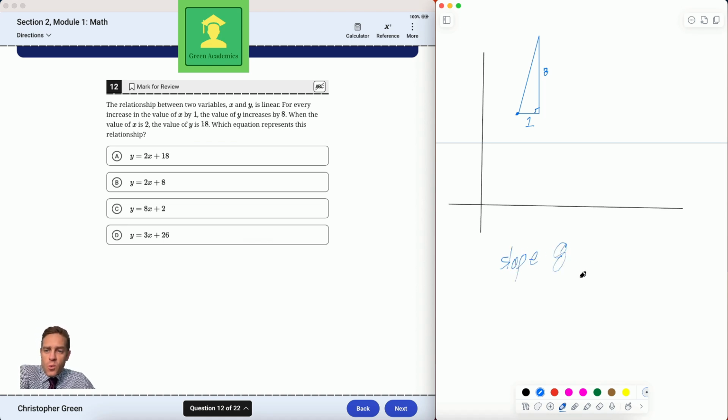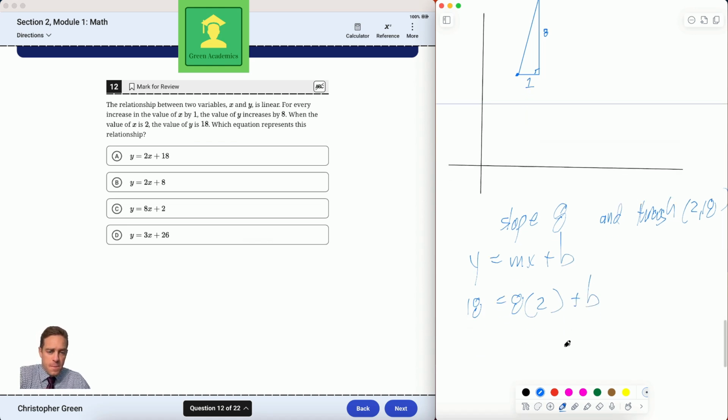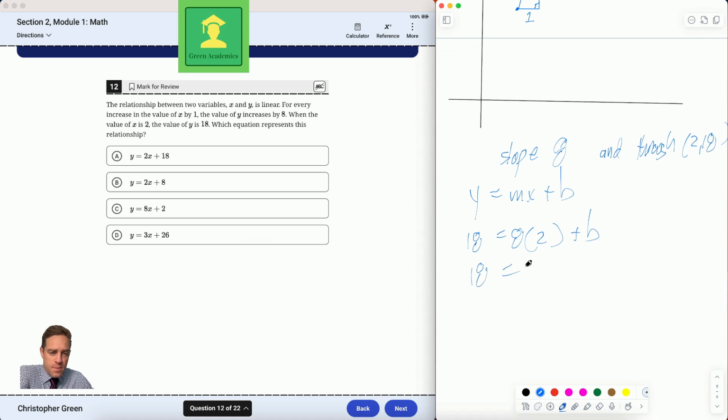And then when x is 2, the value of y is 18. So you're saying slope 8 and through (2, 18). When you go to write it in slope-intercept form, it's 18 equals 8 times 2 plus b. So b itself comes out to be 2, which means the general equation of the line is 8x plus 2.